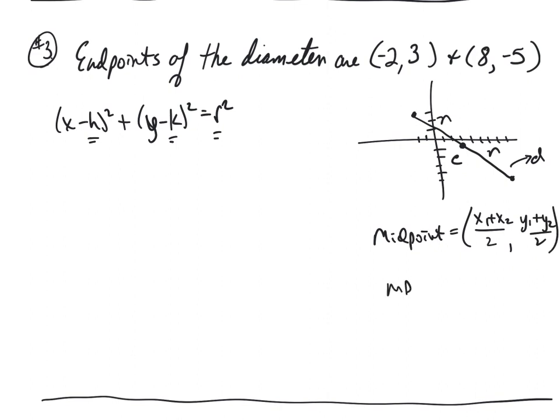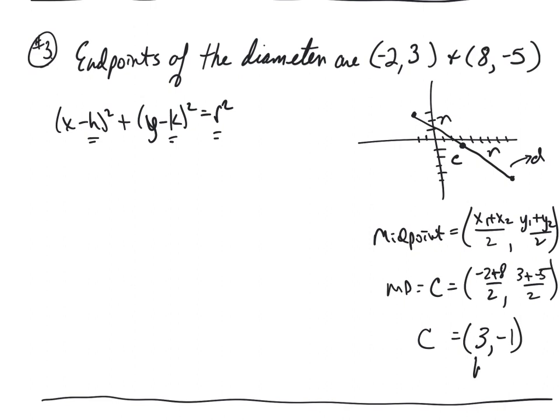So the midpoint for that line, which is going to be the same as the center of the circle, is x plus x, so -2 plus 8 divided by 2, and then y plus y, 3 plus -5 divided by 2. And when you guys do that math, -2 plus 8 is 6, and 6 divided by 2 is 3. 3 plus -5 is -2, and -2 divided by 2 is -1. We find that the center of the circle then is located at 3, -1. Therefore, we'll replace h with 3 and k with -1.